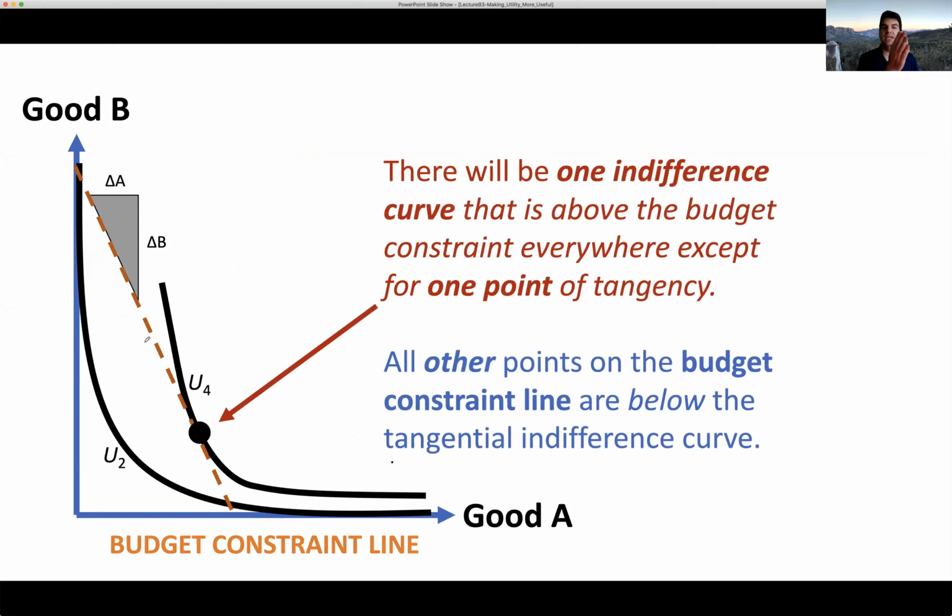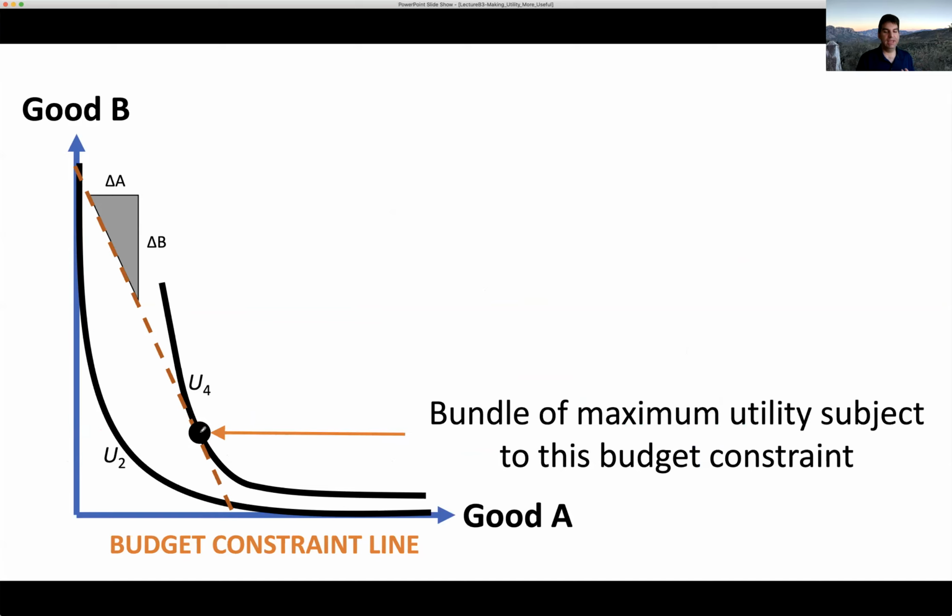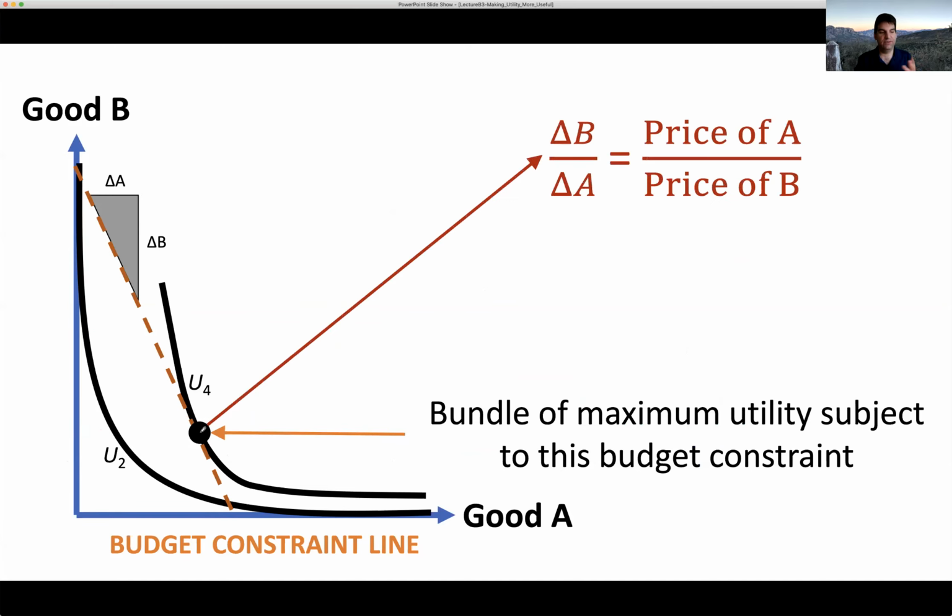And the point of tangency between an indifference curve and the budget constraint line, for goods that have diminishing marginal returns, ends up telling me my utility maximizing choice. This is the best way that I can distribute my resources. I could buy this much of A and this much of B, this much downstream and this much upstream or something like that. And that's based on my utility. This is going to maximize my utility by choosing that bundle. And so that's kind of all that I'm saying here.